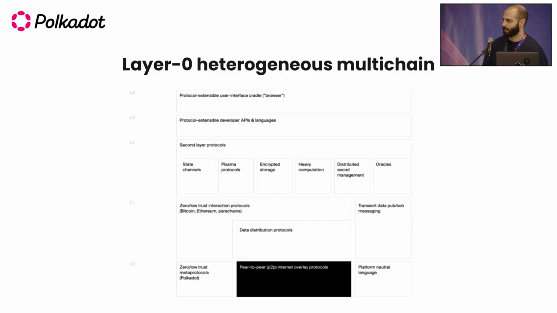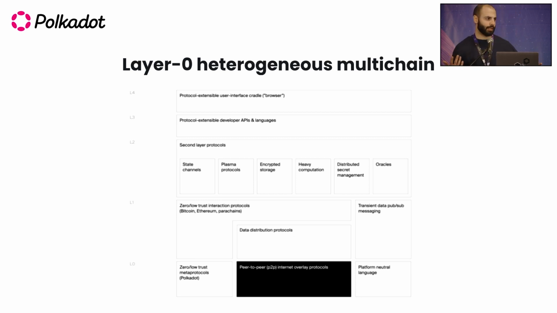So Polkadot is this layer 0 heterogeneous multichain. We believe the future is multichain, and Polkadot provides that foundational protocol for that future. What we mean by that is we have things like Ethereum, we have things like Bitcoin, and these are L1 chains that have applications running on them, or they're like application-specific services, whether it's privacy, identity, DeFi, whatnot.